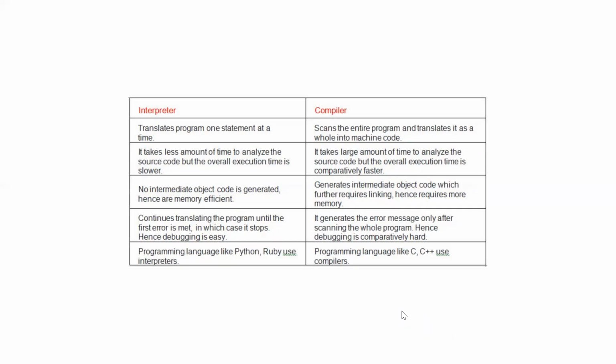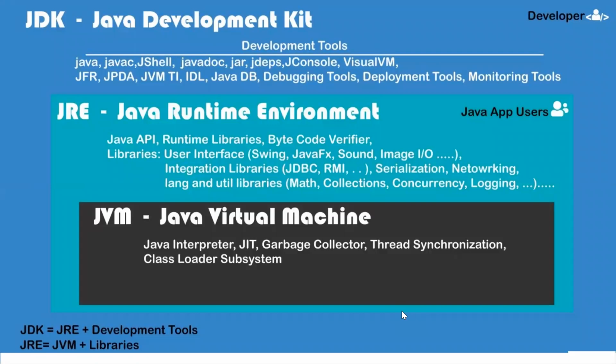So programming languages like Python, Ruby, and Java also use an interpreter. Programming languages like C and C++ use a compiler. Okay, those are the differences between an interpreter and a compiler. Just try to remember the differences between them. Next, let's come to a very important thing.